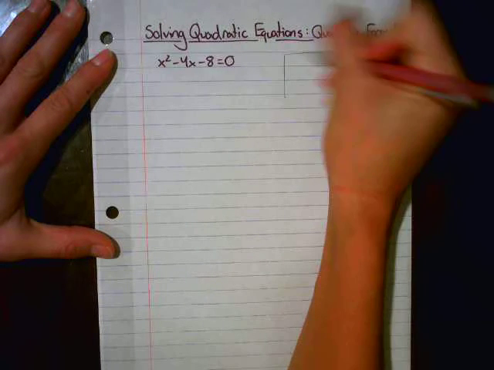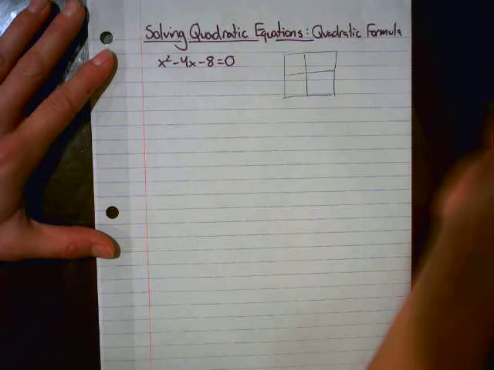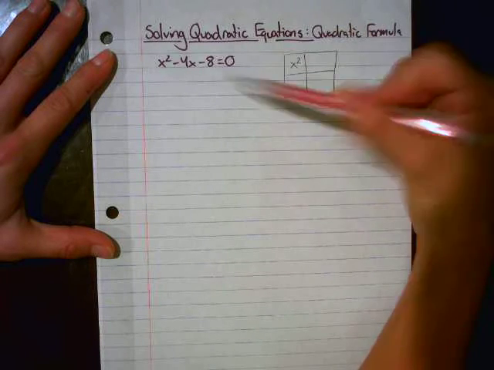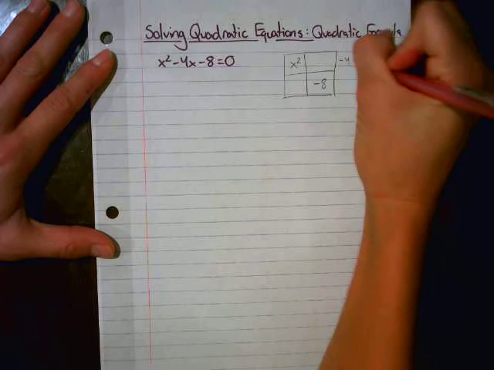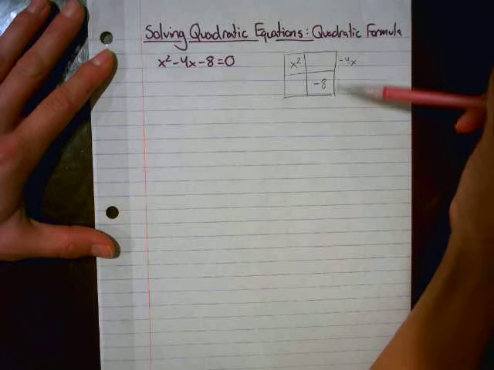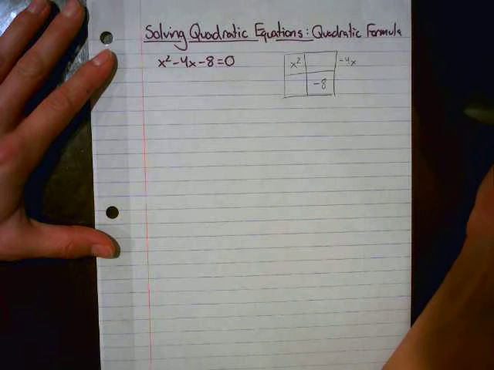If you started to try factoring, maybe using the box method, then your squared term x squared would go in the first box. Your constant, negative 8, would go in the last box, and your negative 4x would go off to the side. Now I'm looking for a factor pair, two numbers that when I multiply them, I'm going to get negative 8, and the sum of those two numbers will give me negative 4.